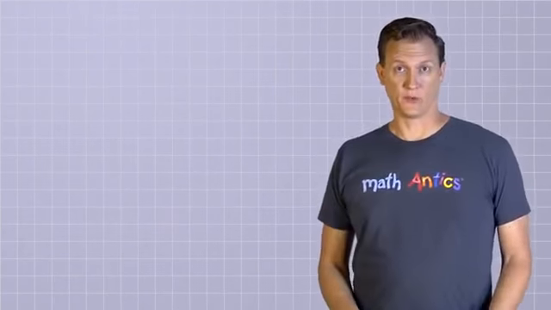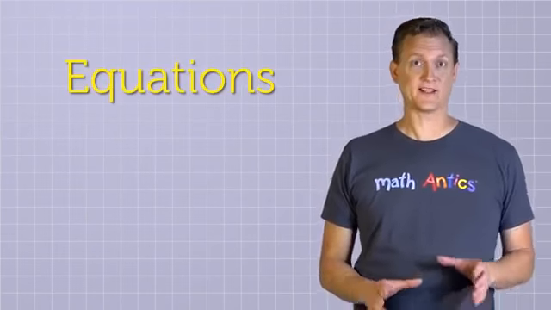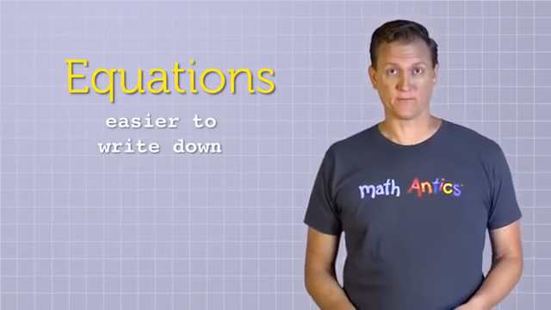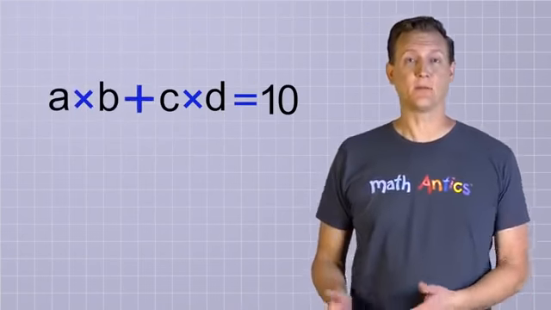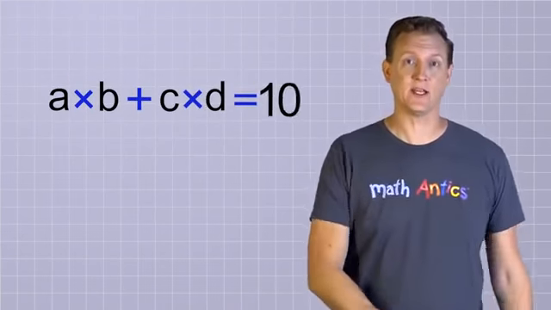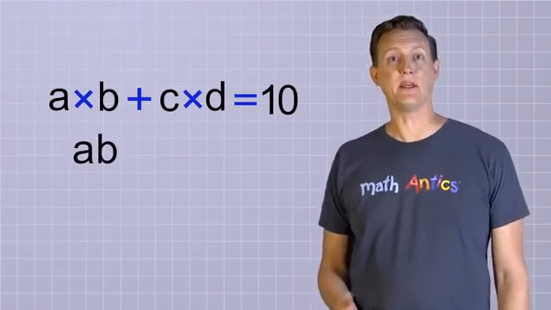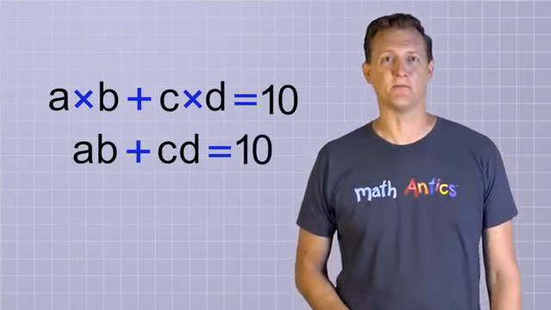The advantage of this rule about multiplication is that it makes many algebraic equations less cluttered and easier to write down. For example, instead of this, a times b plus c times d equals 10, you could just write ab plus cd equals 10.